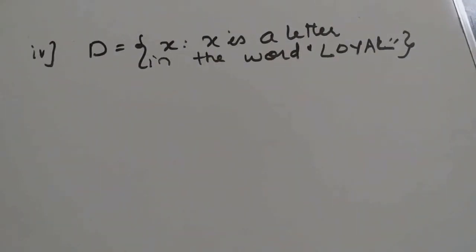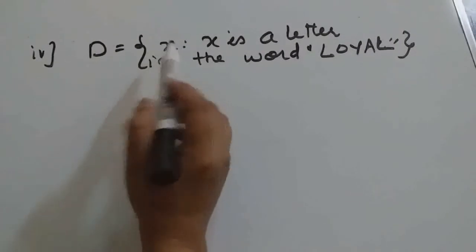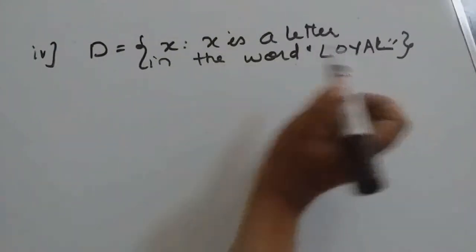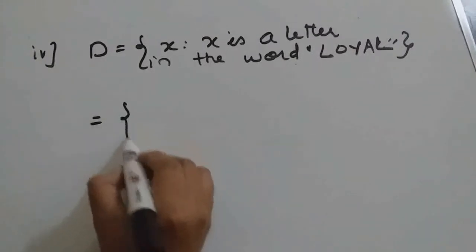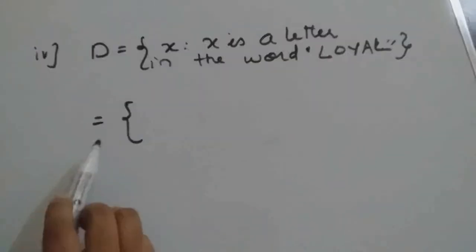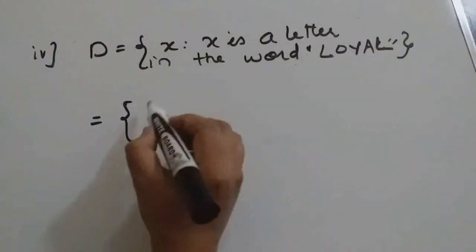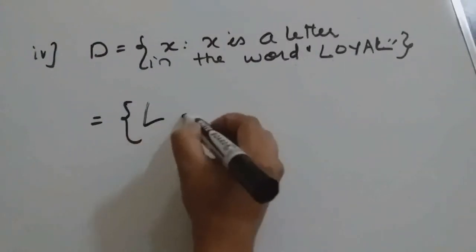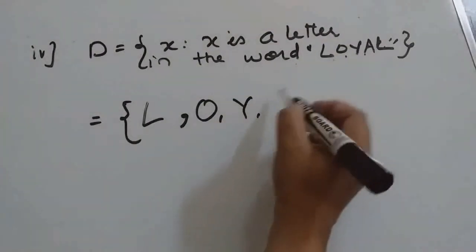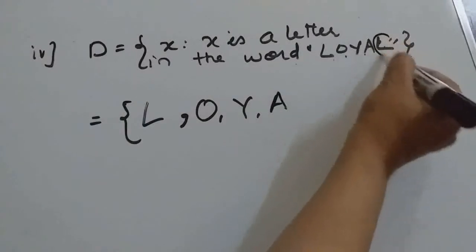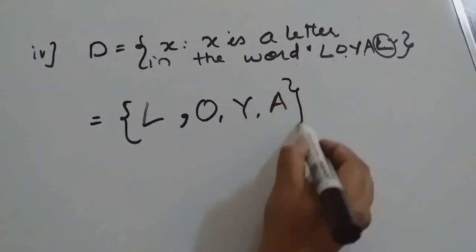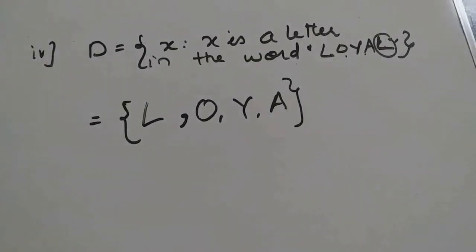D set is defined as x such that x is a letter in the word loyal. So we can write directly, and we should remember that in roster method elements should not be repeated. So L, comma, second is Y, then A. Okay, then L is repeating, so we will not write L. So these all elements will make set D.